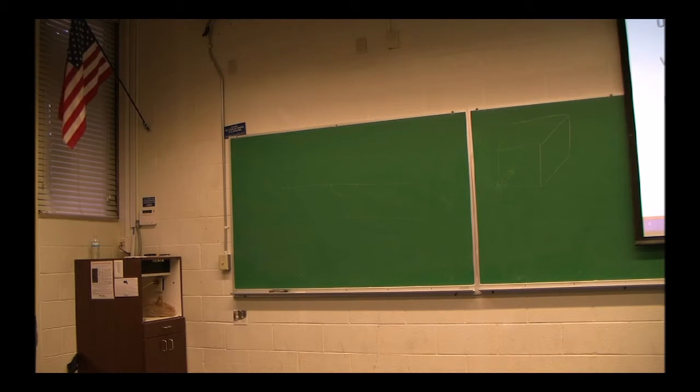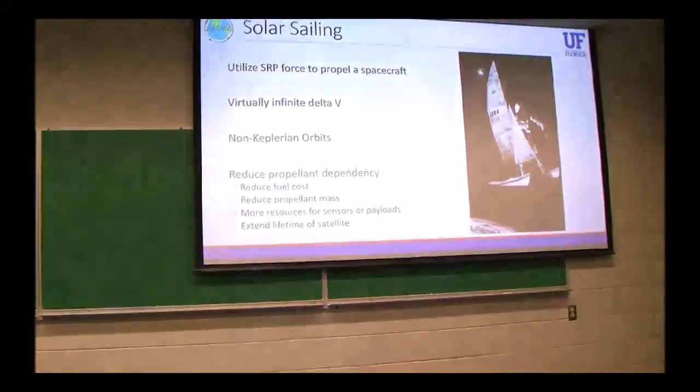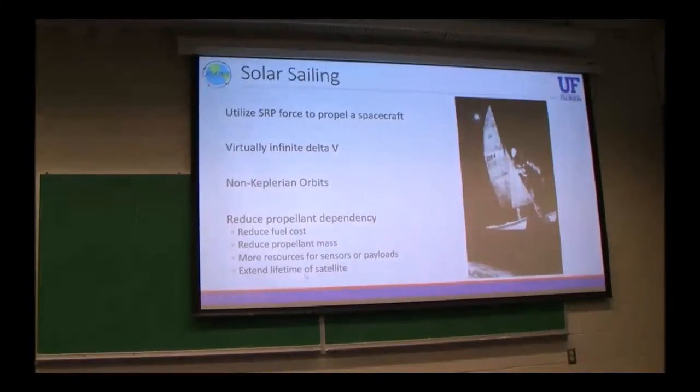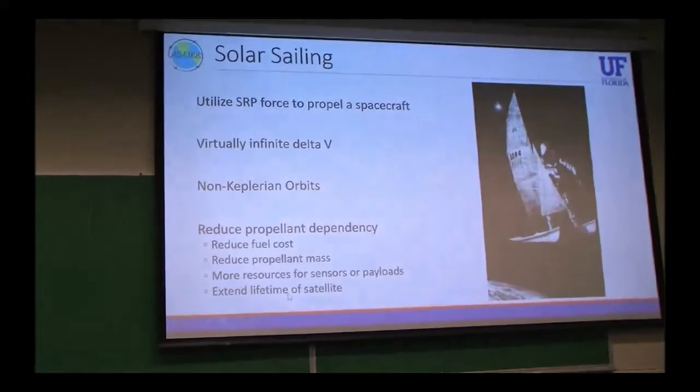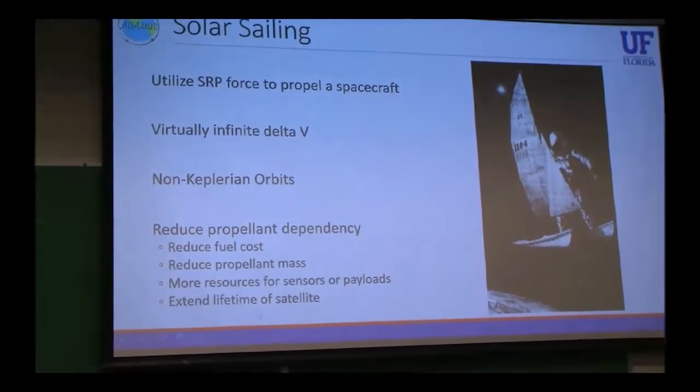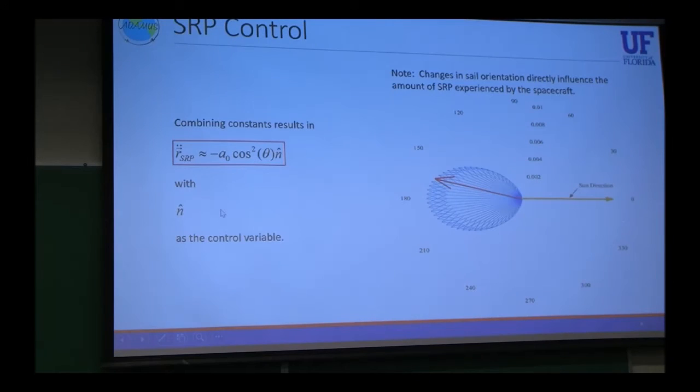But basically, that infinite delta V gives you some pretty cool options in terms of the orbit. And of course, like I mentioned before, you get reduced fuel cost, more room on board your satellite for sensors because you don't need to deal with propellant if you don't want to. And because you're not restricted by your amount of fuel on board, you can have pretty long lifetime satellites, or long satellite duration missions that aren't dependent on fuel costs.